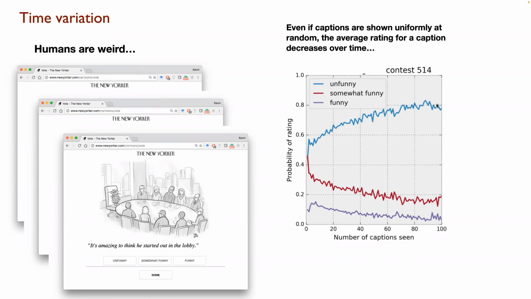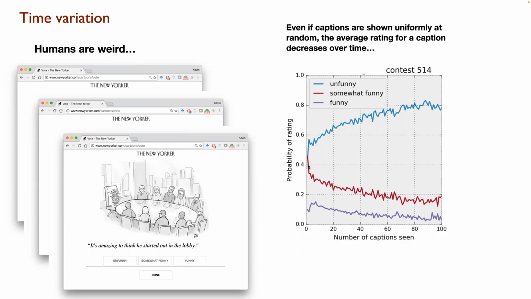This is actually a major issue, because if you have an algorithm that's optimistic, like Thompson sampling or UCB, the ones shown in the beginning are going to be artificially given a boost of reward. You're going to say they're more funny because you just haven't seen many. Also, if you're using an optimistic algorithm, you're far more likely to see a top rated caption so far than a badly rated caption so far.